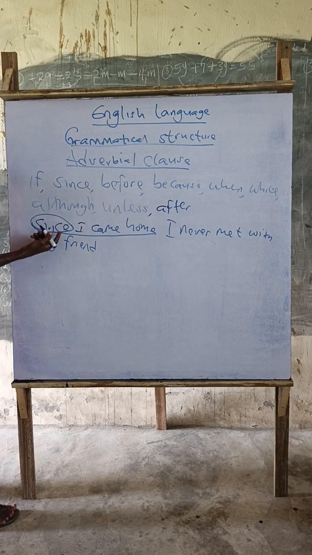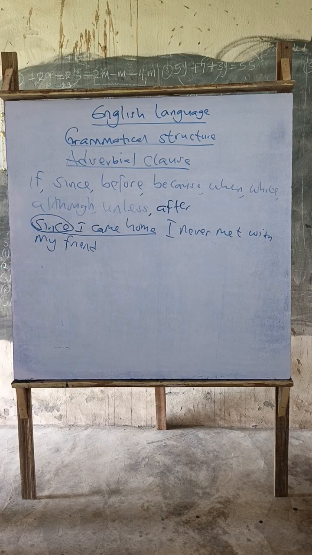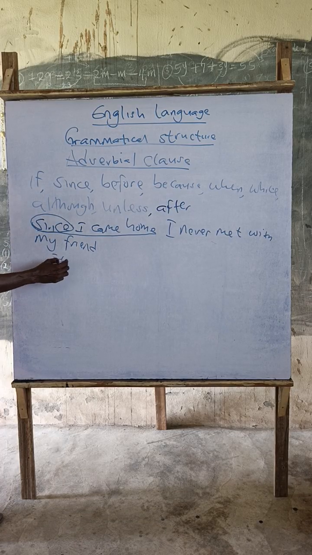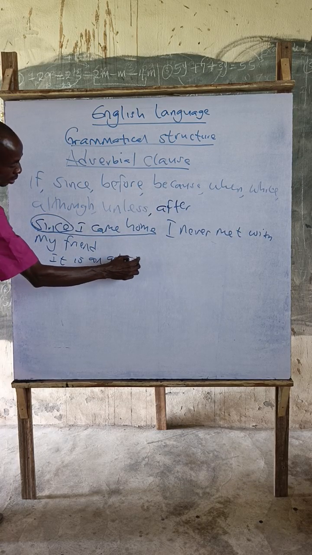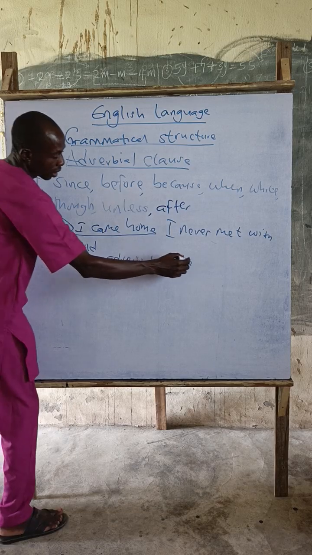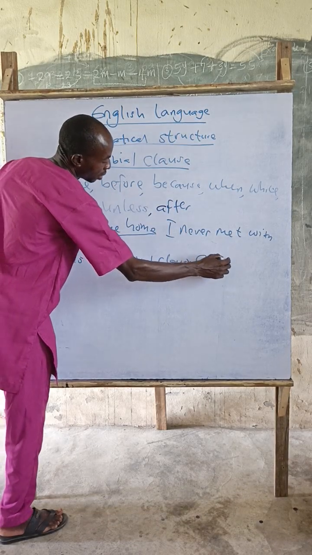This one can never stand on its own. Since I came home, it's an incomplete sentence. And so you say it's an adverbial clause, or adverbial clause of time. So the answer will just be: it is an adverbial clause. If you like, put "of time" in the bracket there. Adverbial clause of time. Okay.